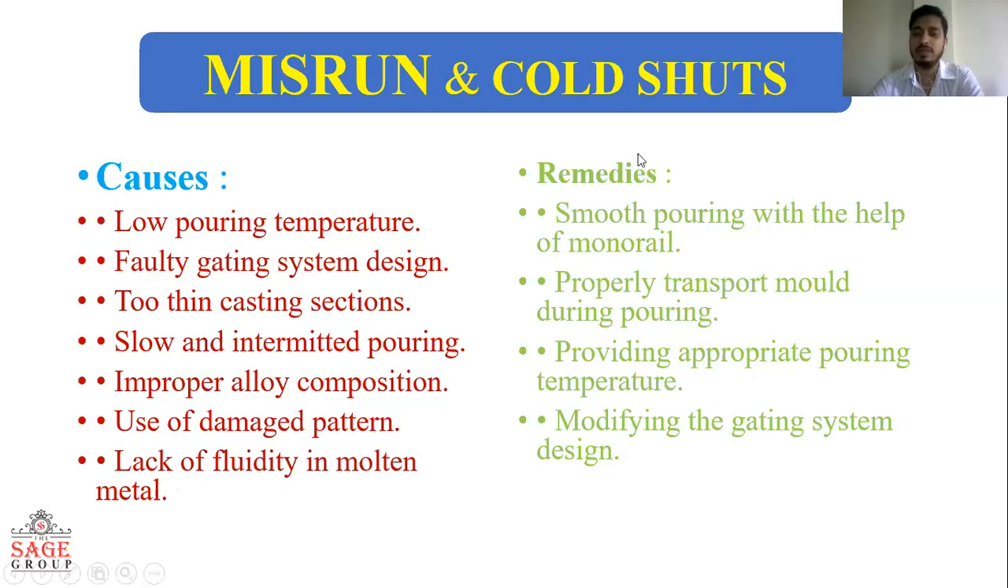What are the remedies, how can we remove them, or how can we prevent them when we are using a casting procedure? The remedies are smooth pouring with the help of a monorail, properly transporting the mold during pouring, providing appropriate pouring temperature, and modifying the gating system design. So these are the remedies that can be taken in our casting procedure so that misrun and cold shut do not occur.